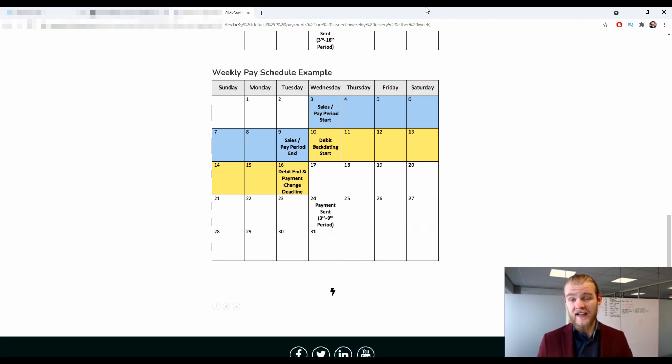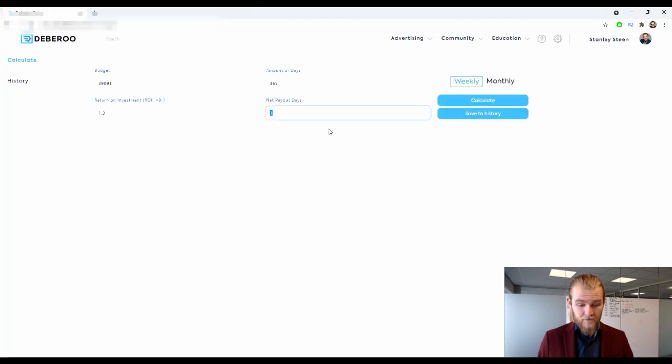So if we do not set a net payout days, that would mean that as soon as this sales period ends, we would receive our payment on this day, actually, the 10th. So instead, we have to wait 2 weeks for our payment to get through. So we're going to say the net payout days is 14 days.